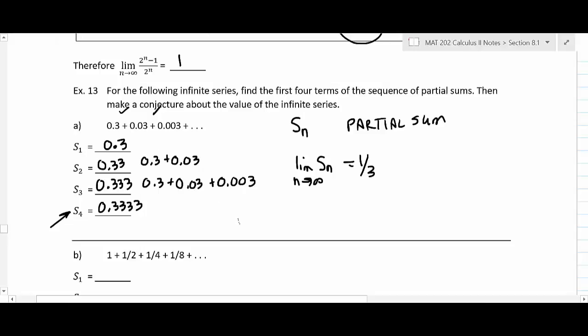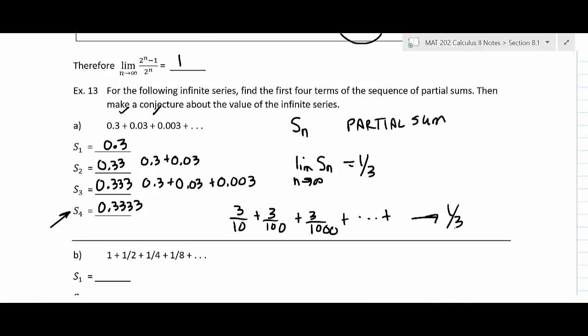Really what this means is 3/10, that's what 0.3 is, plus 3/100, plus 3/1000, and so forth. What that's going to do is eventually you're going to get to 1/3 if you add that infinite number of fractions up. That's the idea. Pretty bizarre idea, but it works. Does that make sense, what I'm talking about with partial sums, to everybody?